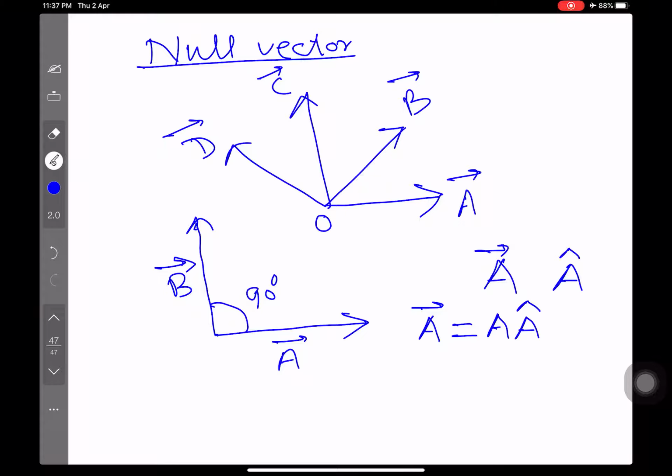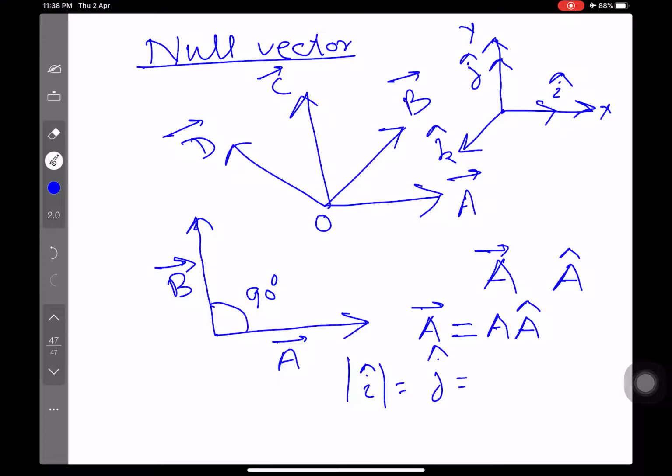Then we have unit orthogonal vectors. A unit vector along x-axis is always denoted by i cap. This is the standard symbol for a unit vector along x-axis, i cap. A unit vector along y-axis is represented by j cap. And a unit vector along z-axis is represented by k cap. So remember, i cap, j cap, and k cap are unit vectors along x-axis, y-axis, and z-axis respectively. Therefore, the magnitude of i cap equals the magnitude of j cap equals the magnitude of k cap, each equal to 1. And the angle between i cap and j cap, between j cap and k cap, and between k cap and i cap is 90 degrees.